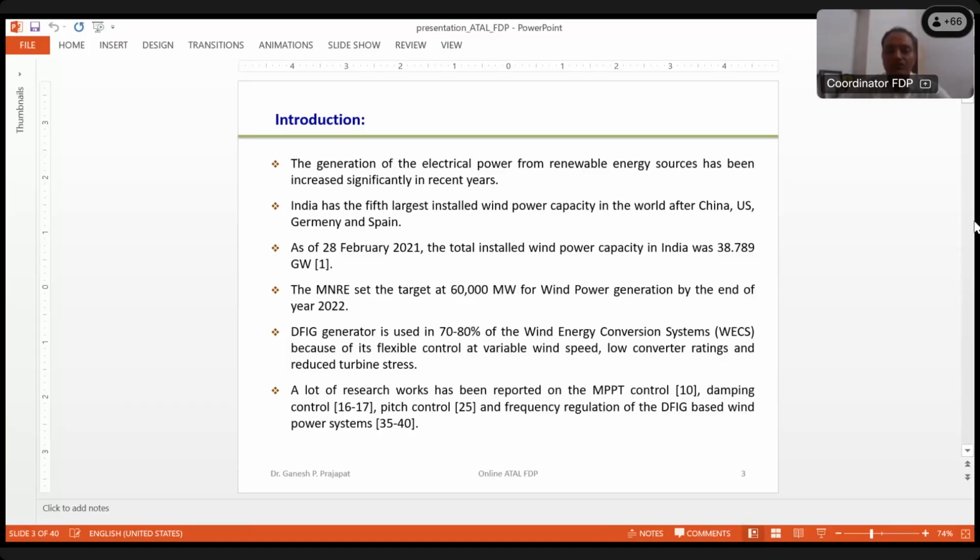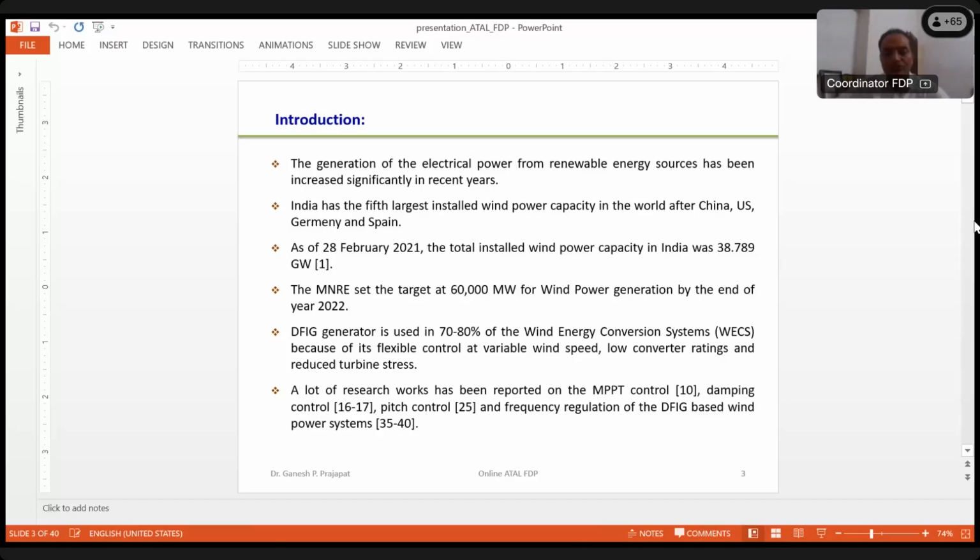Very conventional controls are like MPPT control, then damping control through various techniques. Then there is the pitch control. Then frequency regulation is also being associated with the DFIG based systems. Along with them, there are other advanced techniques like event triggering techniques. Then adaptive control of wind based generation is also there. Then some estimation based control, then optimal controls.